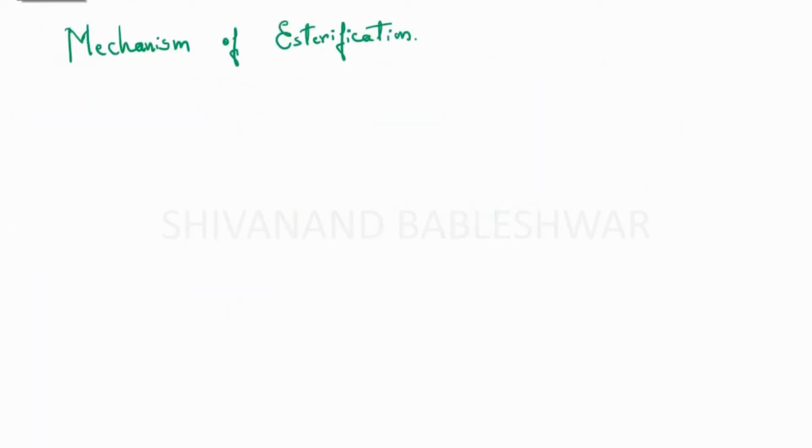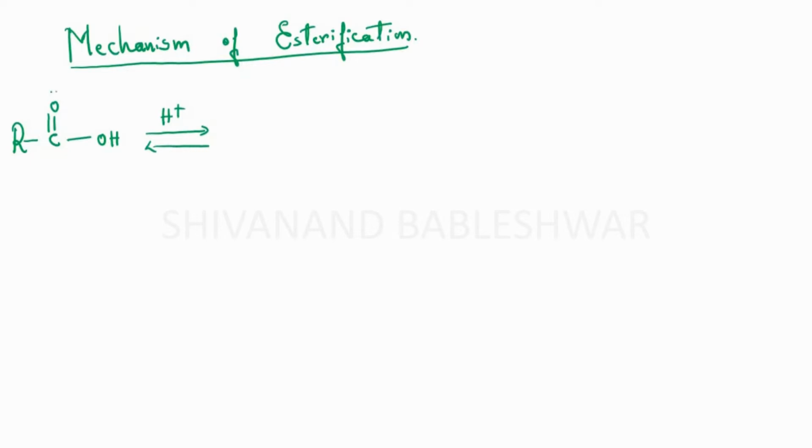Now we have to learn the mechanism of esterification. So let us first write the carboxylic acid, R double bond O, followed by OH. That is a carboxylic acid. When it is treated with H plus, the reaction will be under equilibrium, so one has to remember that. The lone pair of electrons present on the carbonyl group attack this H plus, so we get a protonated carbonyl group now.